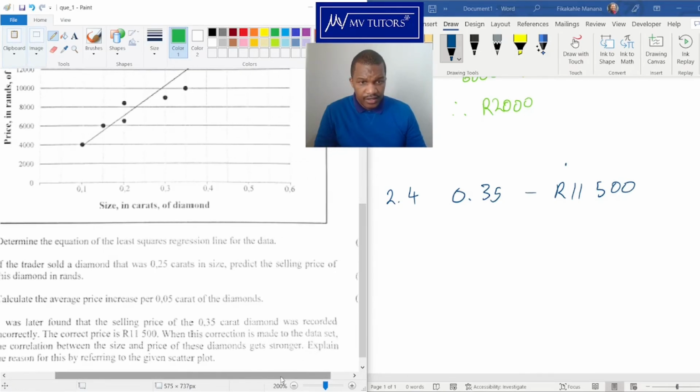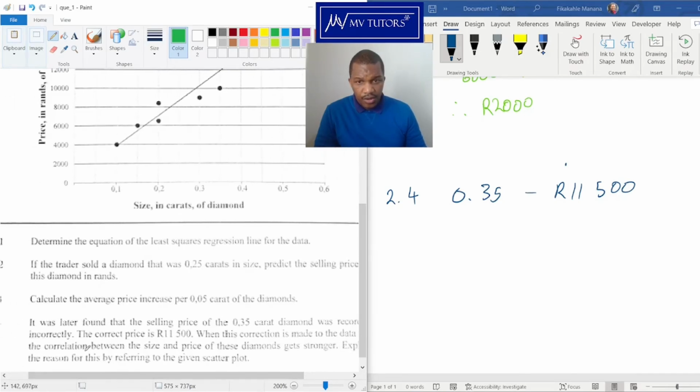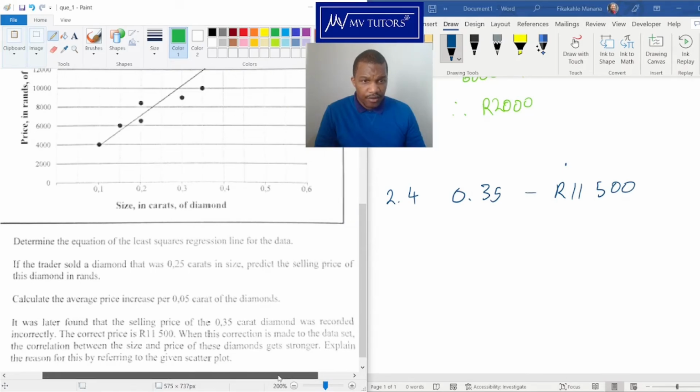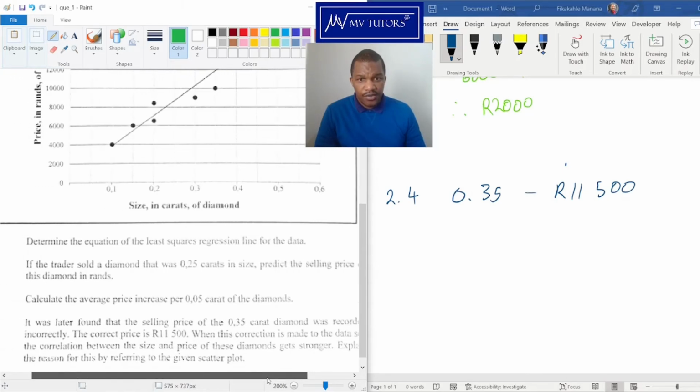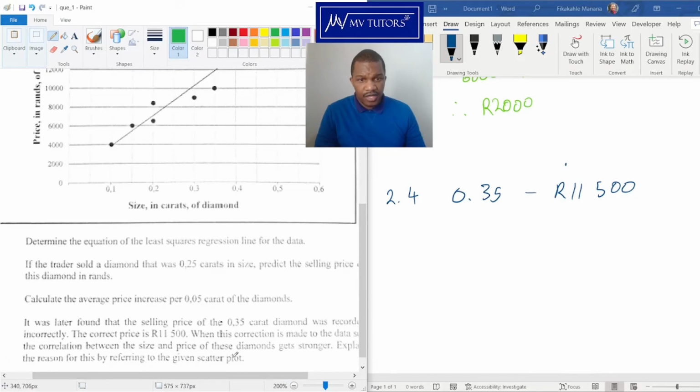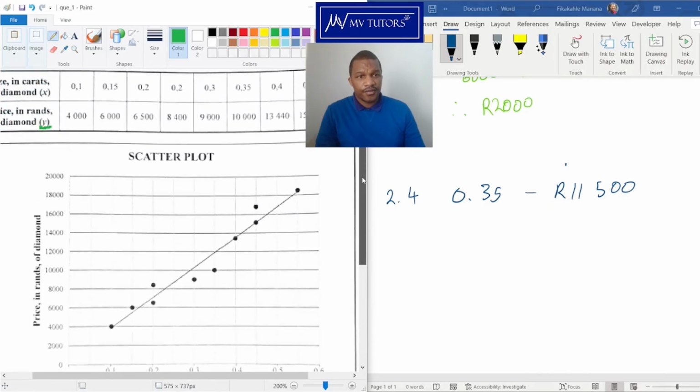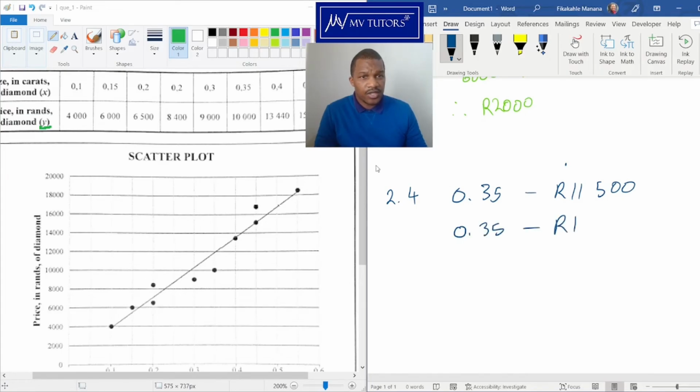Okay, when this correction is made to the data set, the correlation between the size and the price of these diamonds gets stronger. Explain the reason for this by referring to the given scatter plot. So we have to refer to the scatter plot. Okay, originally 0.35 was given at 10,000, and they said this is the incorrect one, and then this was the correct one.